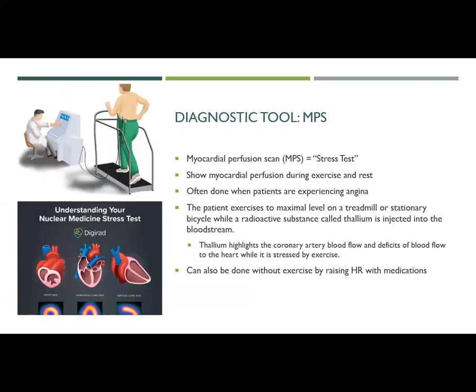Well, these are just some of our diagnostic tools for it. You can have a myocardial perfusion scan, which is your stress test. It shows myocardial perfusion during exercise and rest, often done when patients are experiencing angina. The patient exercises to maximum level on a treadmill or stationary bike while a radioactive substance called thallium is injected into the bloodstream. Thallium highlights the coronary artery blood flow and deficits of the blood flow to the heart while it is stressed by the exercise. It can be done either using a treadmill or by using medications that are going to raise our heart rate.